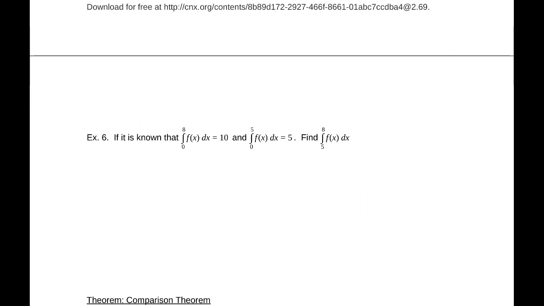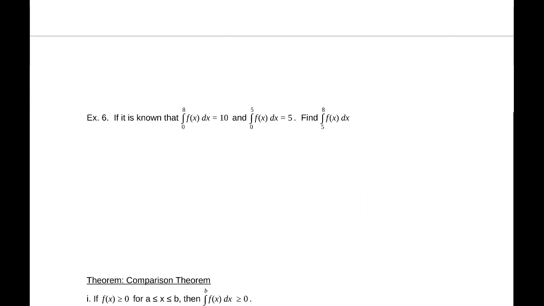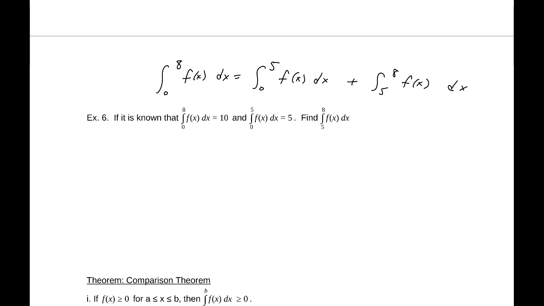So if it's known that the integral from 0 to 8 of f of x dx equals 10, and we know that the integral from 0 to 5 is 5, then what is the area from 5 to 8? Let's actually apply that last part of our rules. The integral from 0 to 8 of f of x dx equals, because 5 is between those two, or even if it wasn't, we could make this work, the integral from 0 to 5 of f of x dx plus the integral from 5 to 8 of f of x dx. Well, we know that 0 to 8 is 10. We know that the value from 0 to 5 is 5. And we don't know what that value is. Some simple algebra would tell us that the integral from 5 to 8 of f of x dx is 5.